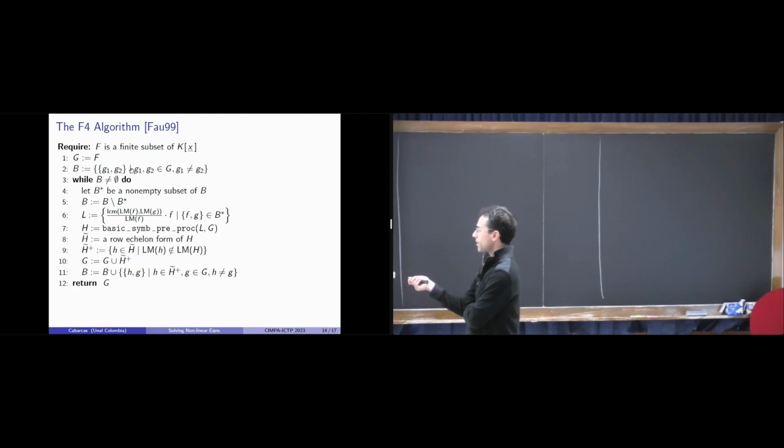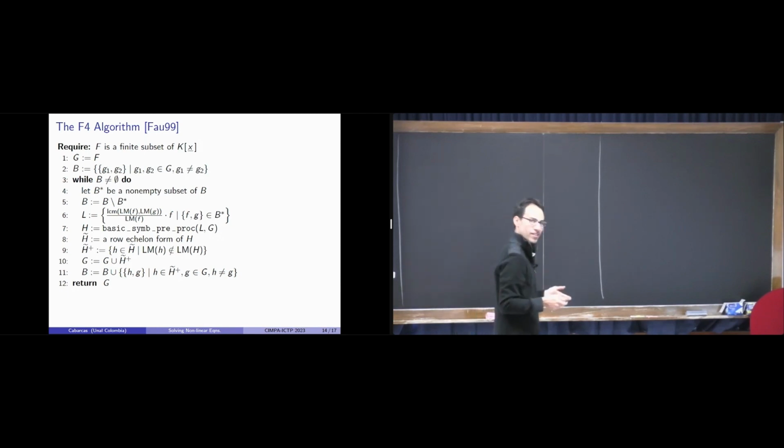Then we construct all pairs of elements from G. While that set of pairs is not empty, we choose a subset of pairs. We remove those pairs from the set of pairs, and then we construct these polynomials here, and we store them in L. So what are these polynomials? This is something we have seen before. This actually looks a lot like an S polynomial. It looks like one of the pieces of the S polynomial, right?